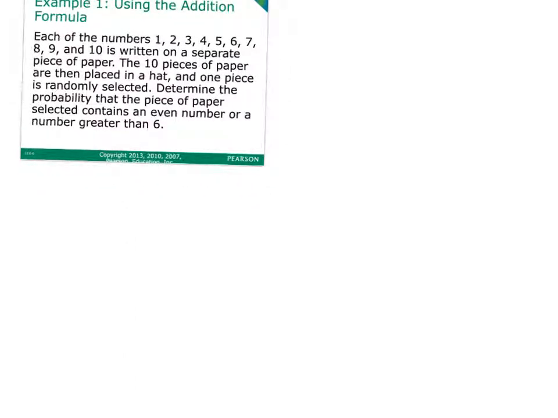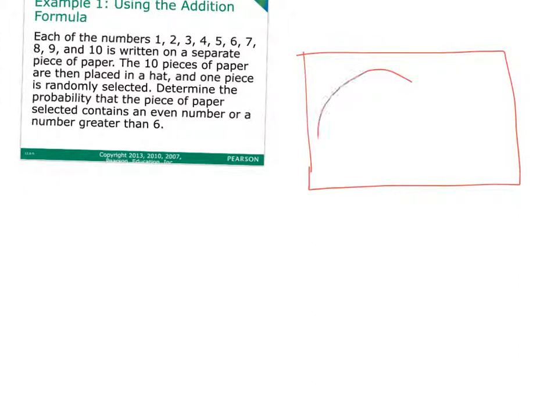If we did the Venn diagram, we would draw a rectangle for a universal set. We would draw one circle, which is going to represent even numbers. We're going to draw a second circle, and the second circle is going to represent numbers greater than 6. So, even numbers and numbers greater than 6.